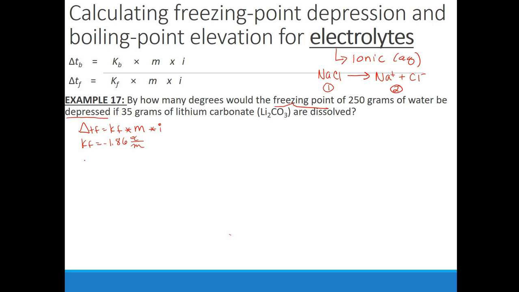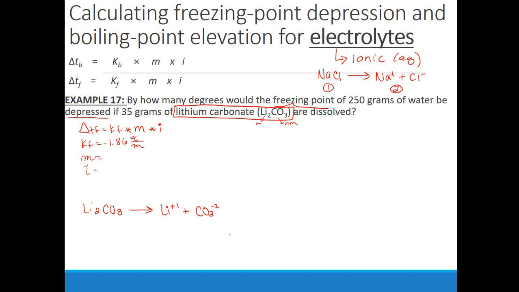Then we need the m, and then we need the i. The i is the quickest thing to find compared to molality, so we'll figure out the i first. We have to look at our solute, because the solute is the thing that's going to ionize, or break into ions, if it's an electrolyte. So we need to look at lithium carbonate. We know this is an ionic compound because it has a metal, lithium, and a nonmetal group, carbonate. So when we put it in water, it's going to dissociate into lithium ions, which have a +1 charge, and carbonate ions, which are -2.